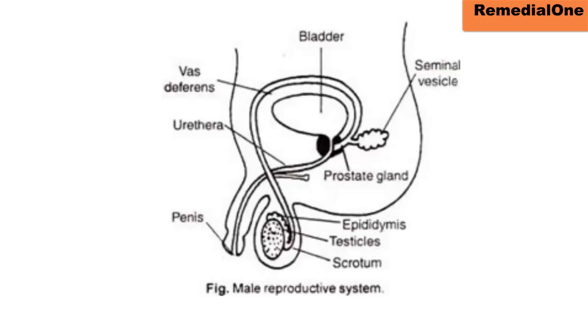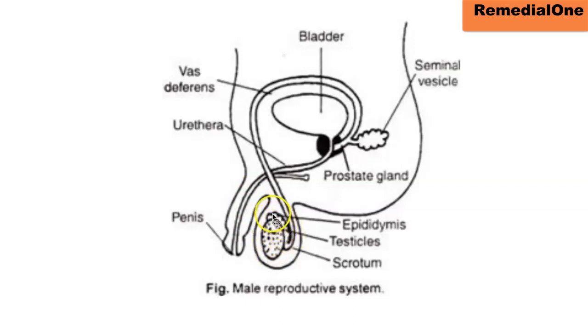So we shall be looking at the parts of the male reproductive system and then the functions of the various parts labeled. I have a diagram here, and this diagram represents the male reproductive system. So let's look at the parts of the diagram. So we have the penis, this is the penis. And then we have the testis, this is the testis. And then just on top of the testis, we have the epididymis.